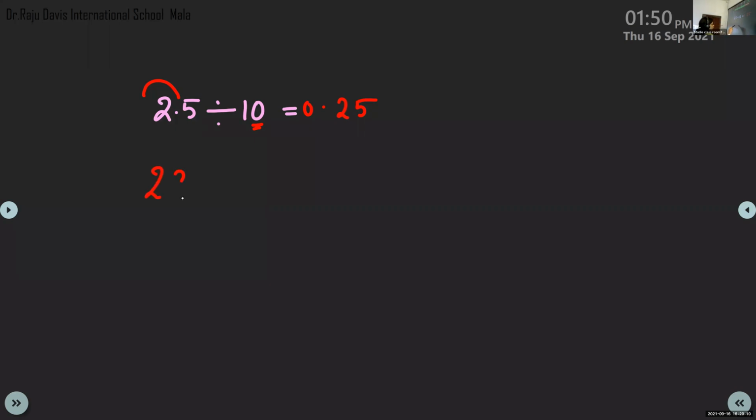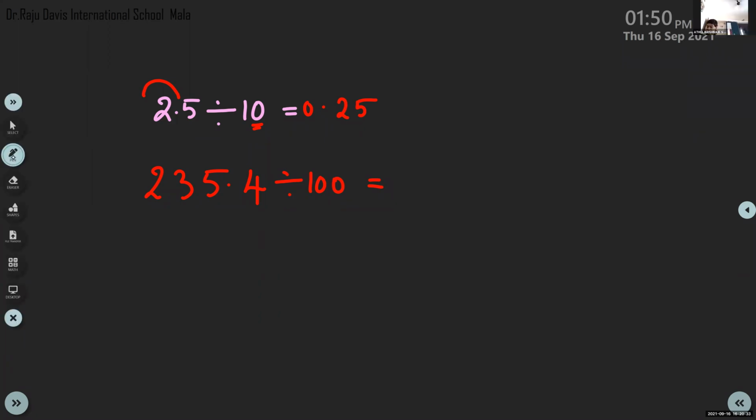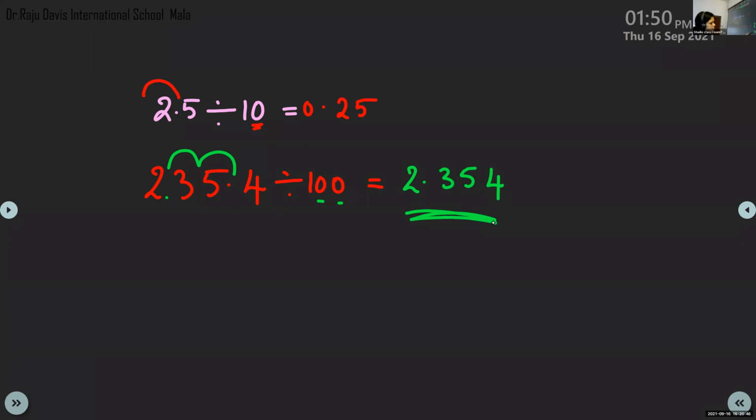Now listen, another one. 235.4 divided by 100. What is the answer? Atul Krishna, tell me. Divided by 100. So how many decimal places do you have to move to the left? Ma'am, 100, so how many zeros? 2 zeros. So 1, 2. So the decimal point will be there. So 2.354 will be the answer.